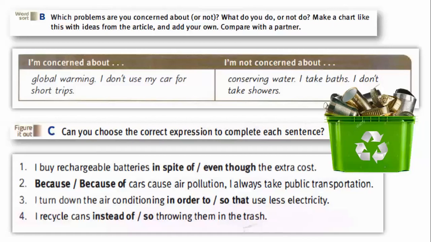Okay, please send those sentences to me, and let's continue with the next exercise.